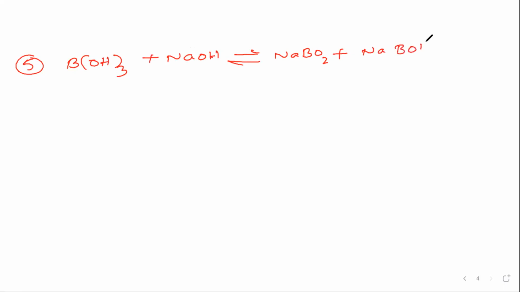Question number 5, now we are going to write. This is a previous year question. B(OH)3, that is boric acid, H3BO3, plus NaOH, a base, forms a reversible reaction. It forms sodium metaborate, NaBO2, plus H2O. This is the reaction.